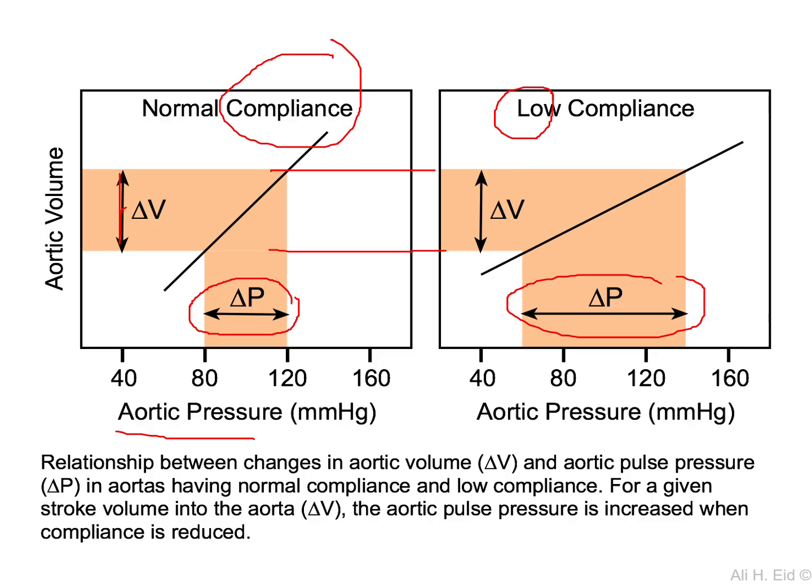And in this case, if we're measuring pulse pressure, that's definitely going to be affected. In other words, for a given stroke volume into the aorta, that's delta V, the pulse pressure, i.e. the difference between the highest value and the lowest value, is going to be dramatically increased. If you remember two slides ago, the highest was 200, the lowest was 0, because there we're talking about a rigid vessel, completely non-compliant. So the more compliant the vessel is, the smaller the delta P, or the pulse pressure, would be.